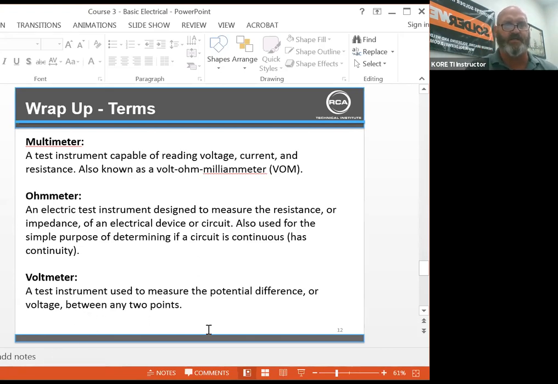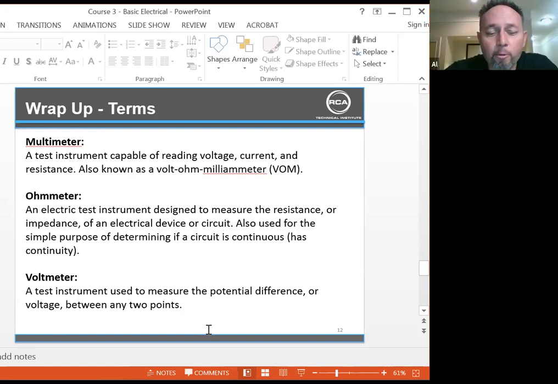An ohmmeter is an electric test instrument designed to measure the resistance or impedance of an electrical device or circuit, also known for simple purposes of determining if a circuit is continuous or has continuity. Any favorite ohm meters? Nothing from you, Al? I just use it with my multimeter, but ohmmeter is the best way to test it, guys, because you can kill the power. You can do a lot of your testing on a circuit or on a device when the power is off just by using your ohm meter, making sure that everything works the way it should before you turn the power on.